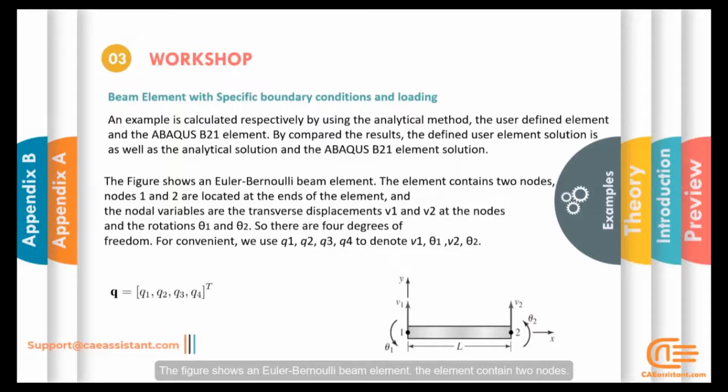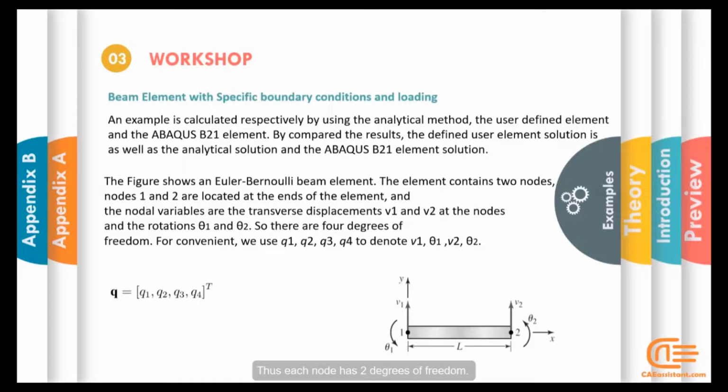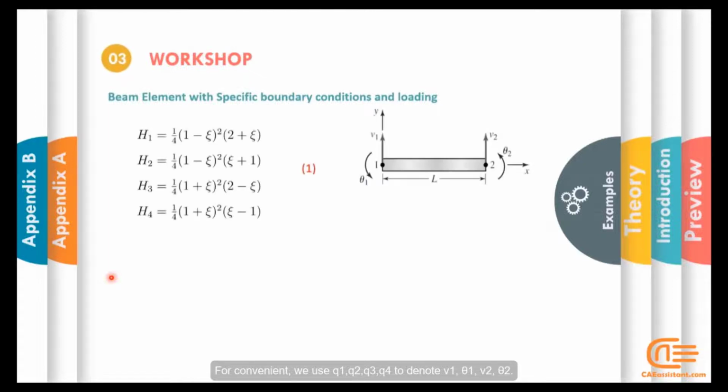The figure shows an Euler-Bernoulli beam element. The element contains two nodes. Nodes 1 and 2 are located at the end of the element, and nodal variables are the transverse displacement V1 and rotation θ1. Thus, each node has 2 degrees of freedom. We can show degrees of freedom with the Q vector. For convenience, we use Q1, Q2, Q3, Q4 to denote V1, θ1, V2 and θ2.